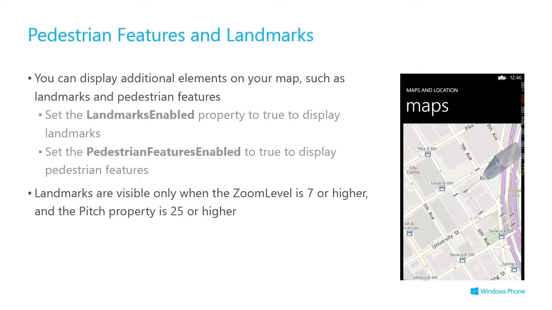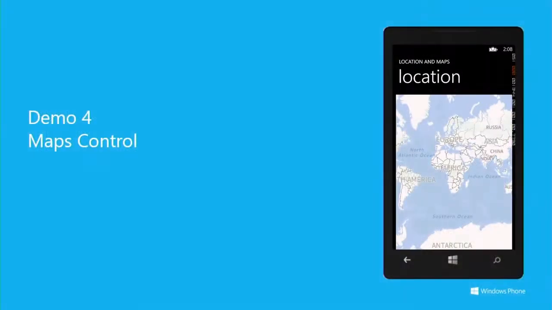You could also do this kind of 3D overlay. You can set a landmarks enabled property to display landmarks, and pedestrian features enabled to display pedestrian features such as underpasses, steps and that kind of thing. But there are some restrictions. The zoom level has to be 7 or higher for landmarks and the pitch property is 25 or higher.